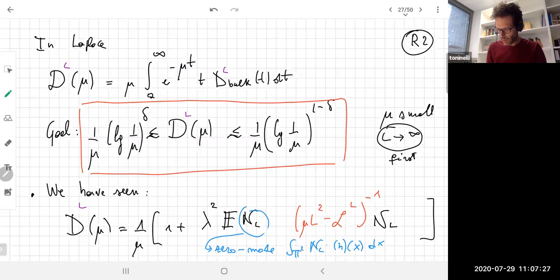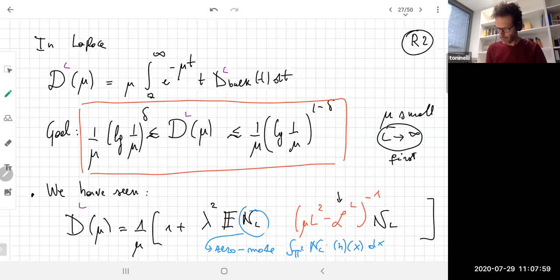Okay, so very good. What we saw last time, at the very end, was that it is possible to write down this Laplace transform of the diffusion coefficient in terms of the inverse of the generator. L_T here denotes the generator of the equation. It depends on L because L appears in this cutoff in Fourier space.